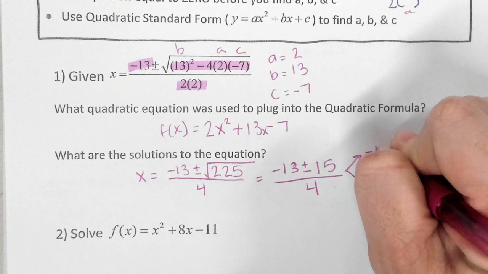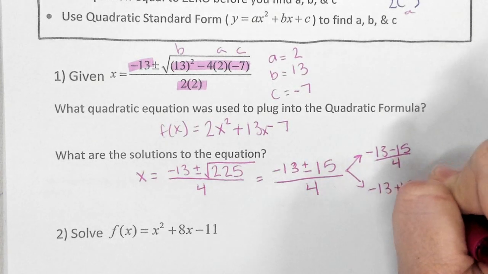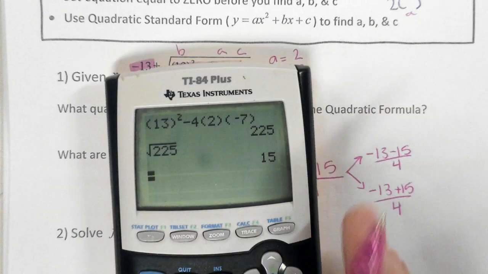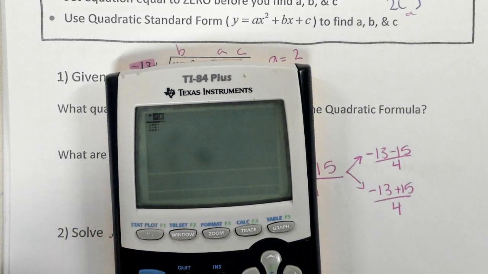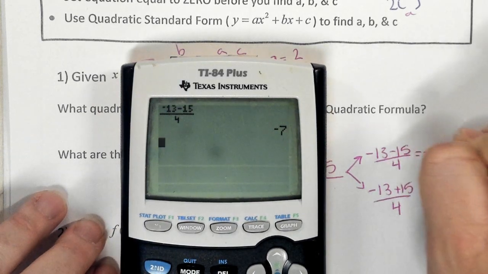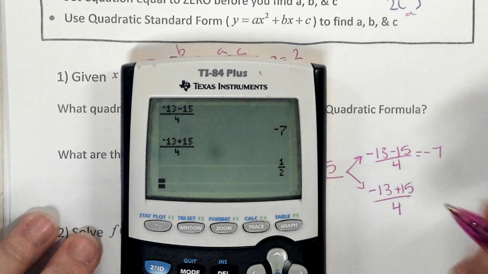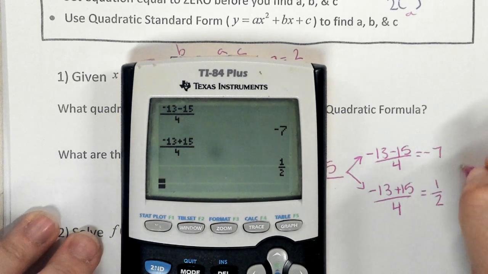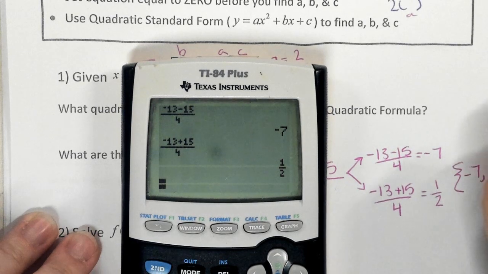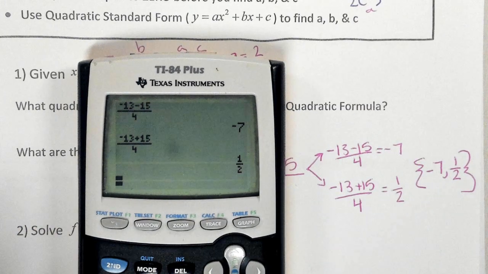You're going to do once with minus, and you're going to do once with plus. And you're going to figure out your two answers. So alpha y equals enter, negative 13 minus 15 over 4. And that gave me negative 7. And then you can hit second, enter, and that retypes it, and just highlight your minus and put a plus. And that gave me a half. So my answer on this one is negative 7 comma a half. Yes? Okay, so that one was an easy one.